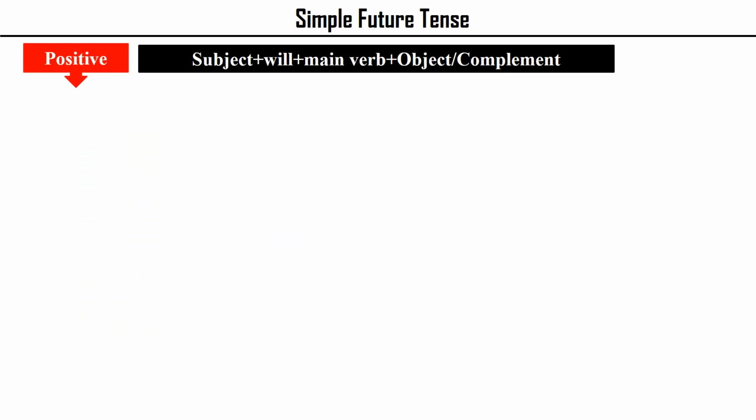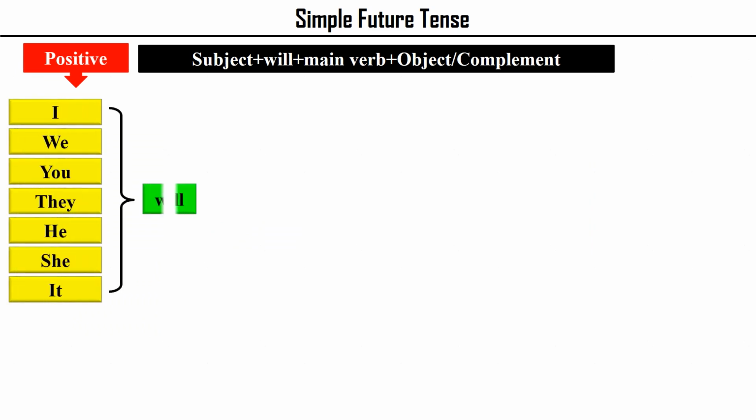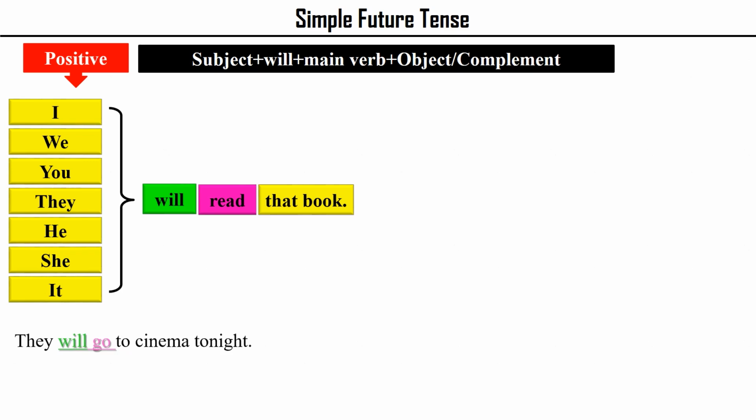Positive: subject plus will plus main verb plus object. I will read that book. We will read that book. You will read that book. They will read that book. He will read that book. She will read that book. And it will read that book. Let's look at some more examples. They will go to cinema tonight. It will rain tomorrow.